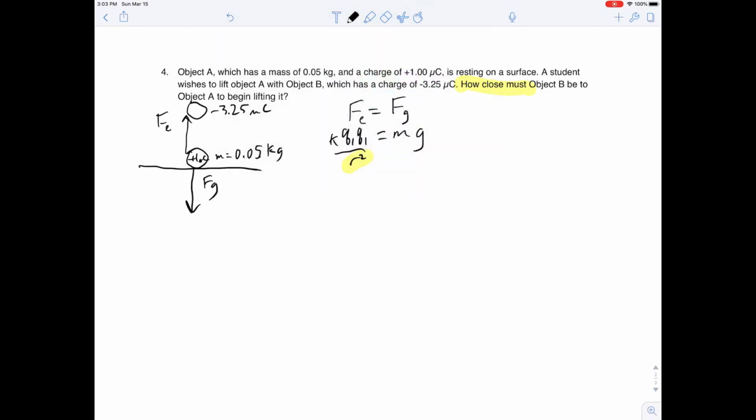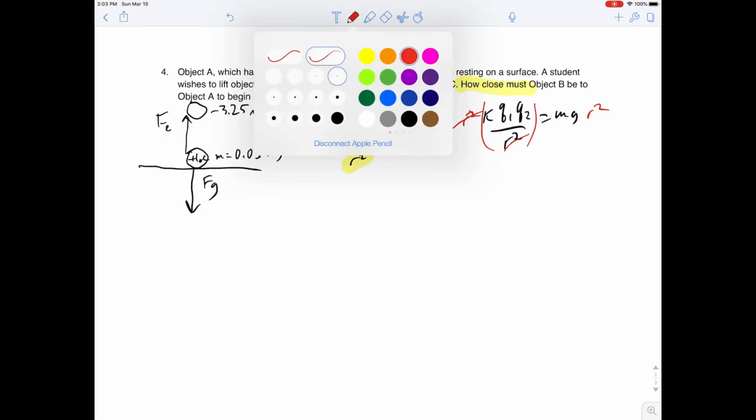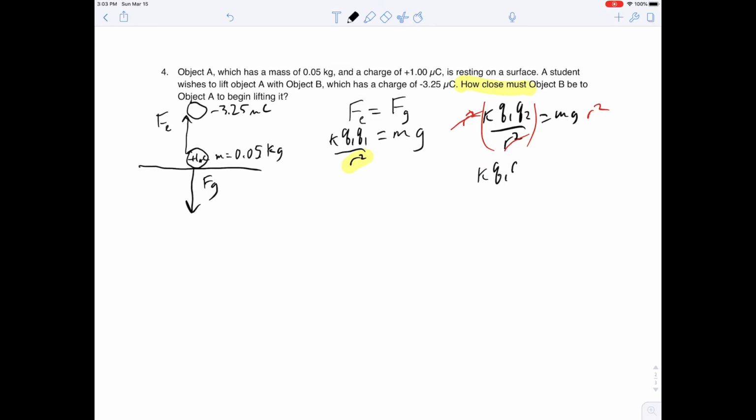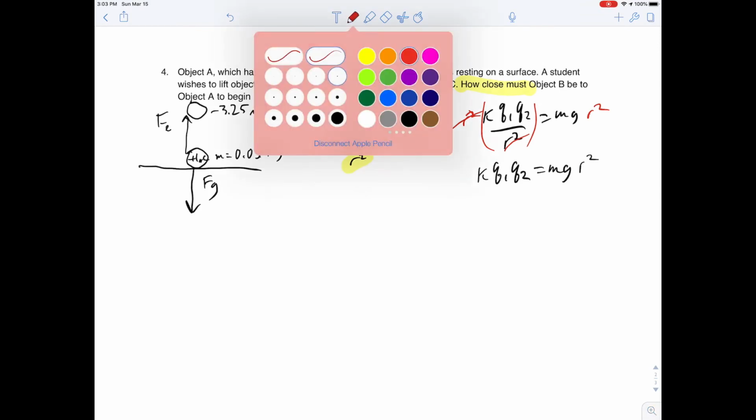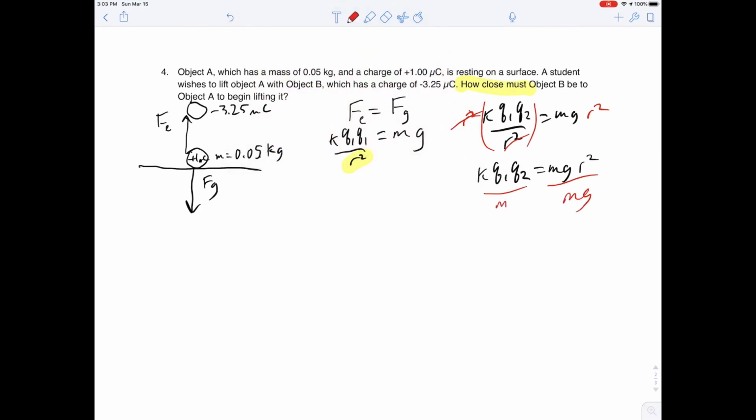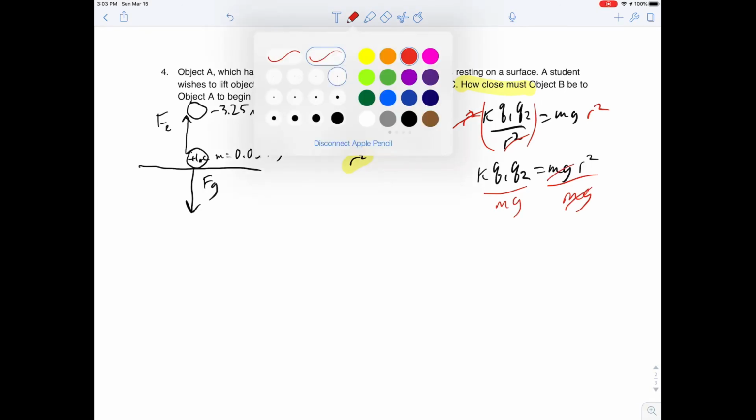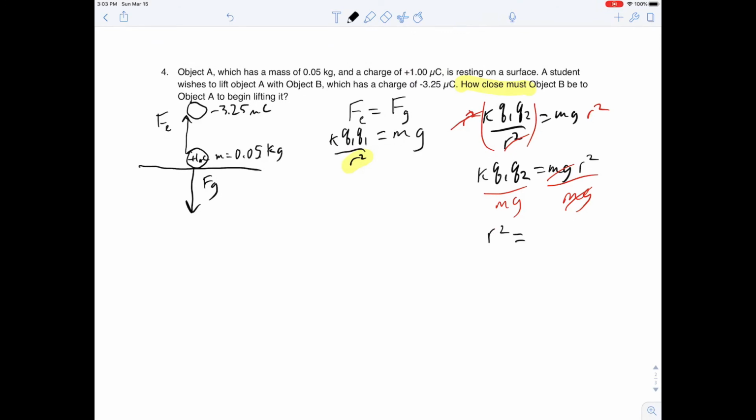I'll just do it over here, in case you want to keep looking at that. So I got k Q1 Q2 over R squared equals mass times gravity. If I multiply both sides by R squared, they will cancel out on that side. Just spelling this out for people having trouble with algebra. Then divide by mg on both sides, and those cancel out. And then I finally get my equation: R squared equals k Q1 Q2 over mg.